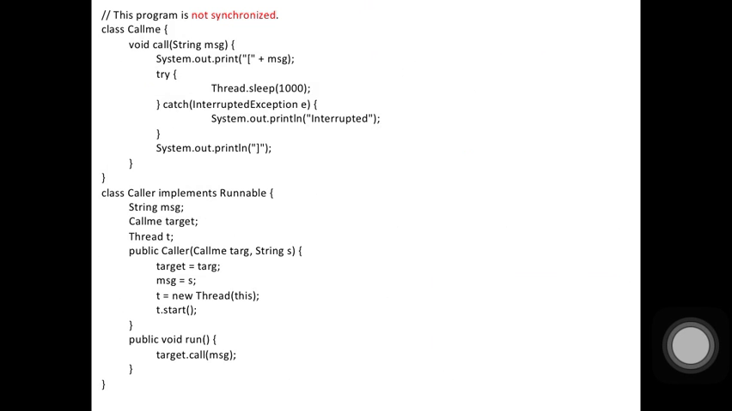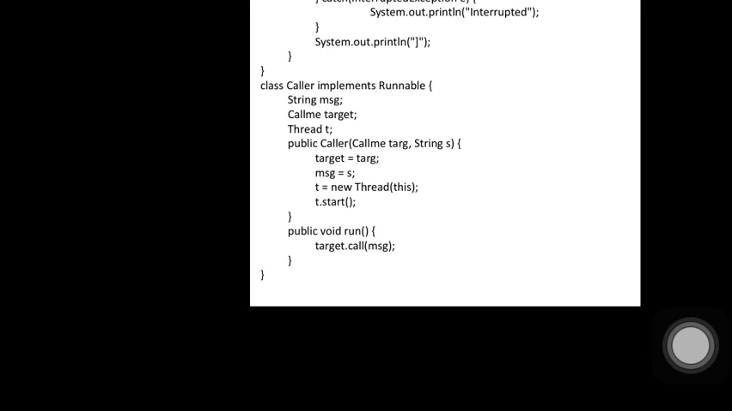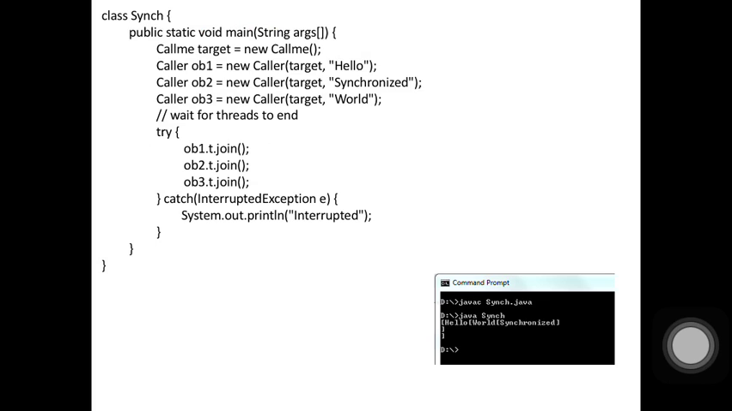The three objects invoke the constructor Caller, passing the first object to targ and the second string to s. Here you assign the object to target and the string s to msg, and invoke the thread by using t = new Thread and calling the start method, t.start. Now internally it invokes the run method, and you invoke that particular call method by passing msg. So here you are passing Hello, Synchronized and World to the newly created threads.